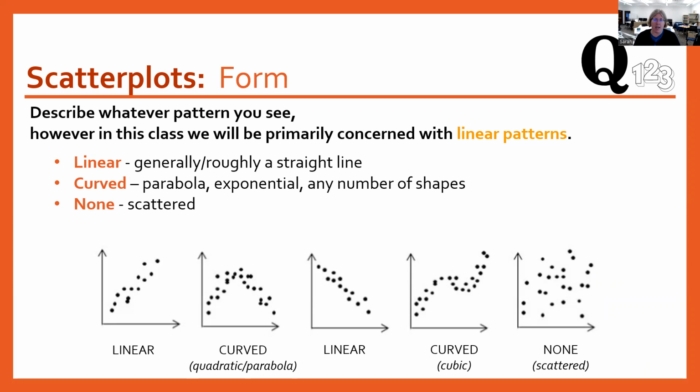It's just scattered. So in this class, we would indicate that the second and fourth one were curved, and that's about all we do with them. But the first and third are linear, and so there's a lot more that we'll look at how to address those. All right, so that's the first characteristic we look at when describing scatter plots.